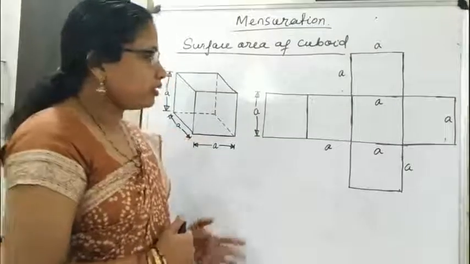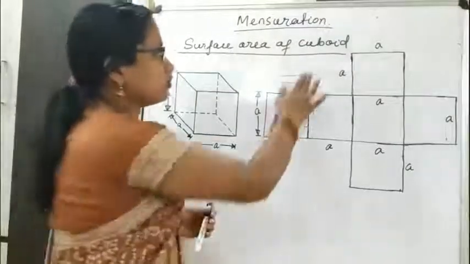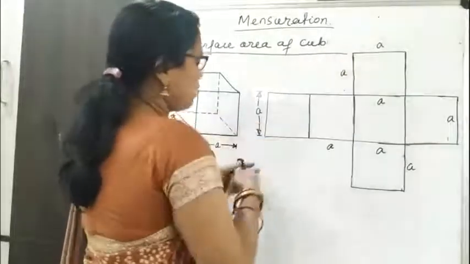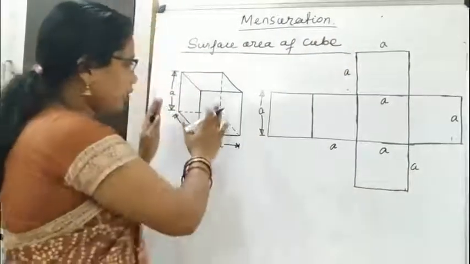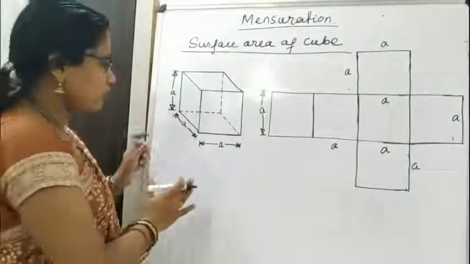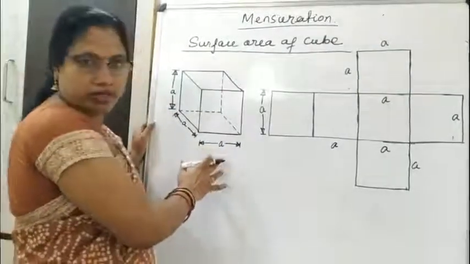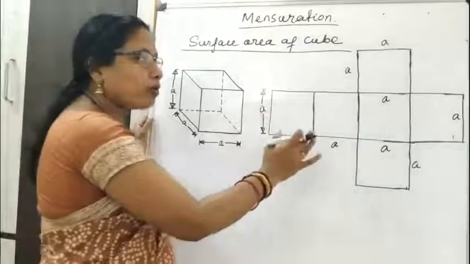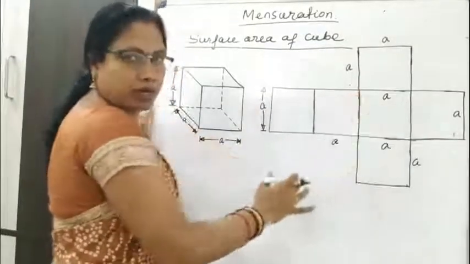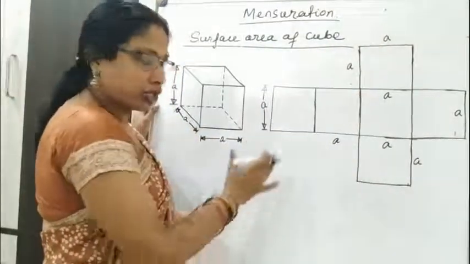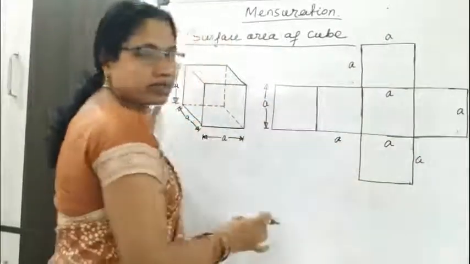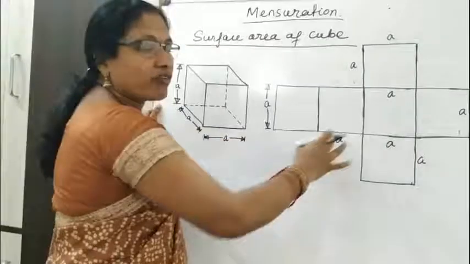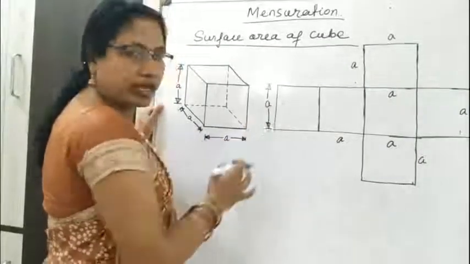Let us find the surface area of a cube. Here I have drawn the figure of a cube having side a unit. If we open the cube box, then the 6 surfaces will look like this. This is the net of a cube having side a unit.